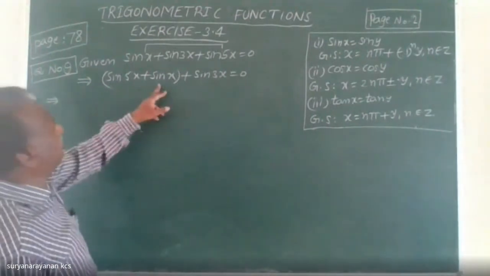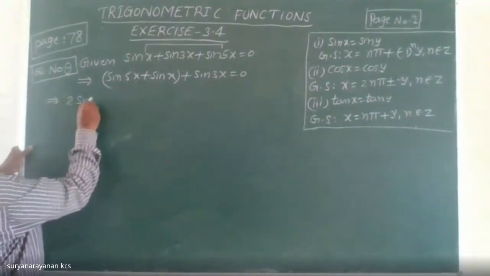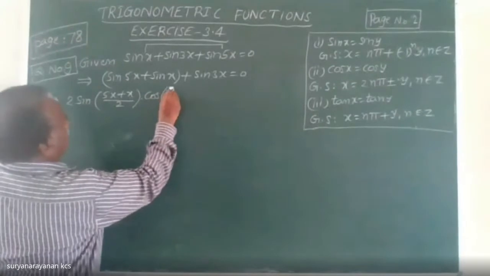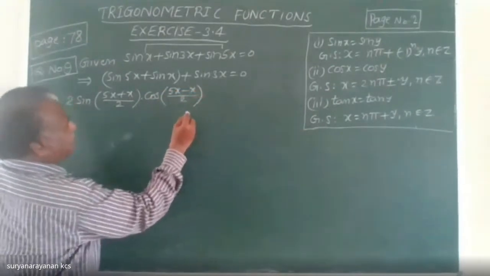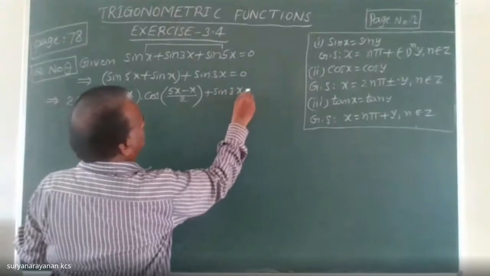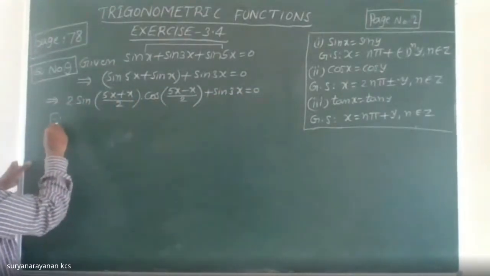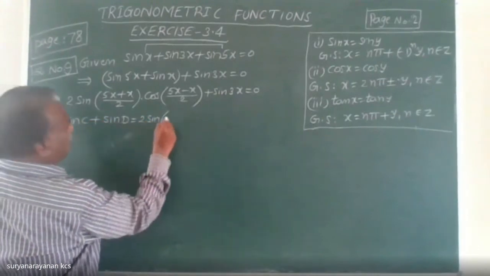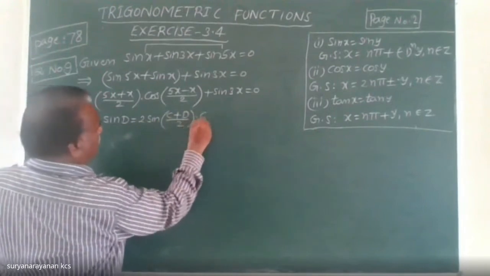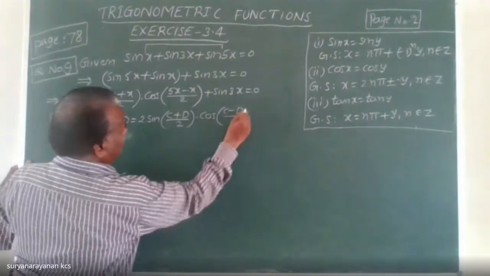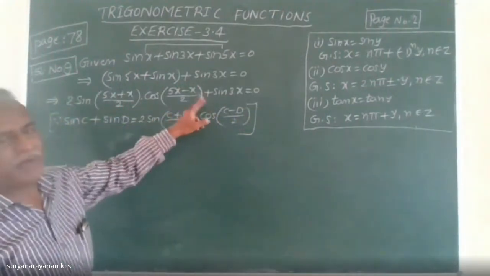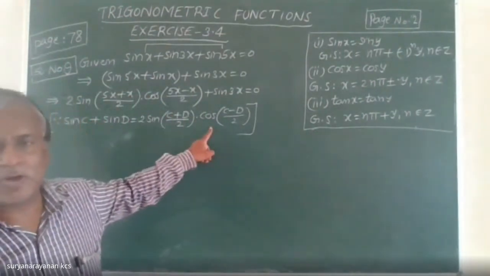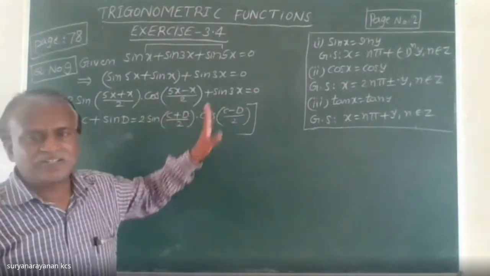Okay. So sin C plus sin D is 2 sin (C plus D) by 2 cos (C minus D) by 2, and the equation continues plus sin 3x is equal to 0. By applying this transformation formula, sin C plus sin D is equal to 2 sin (C plus D) by 2 cos (C minus D) by 2. We got this step.